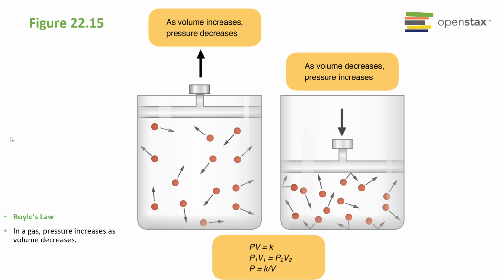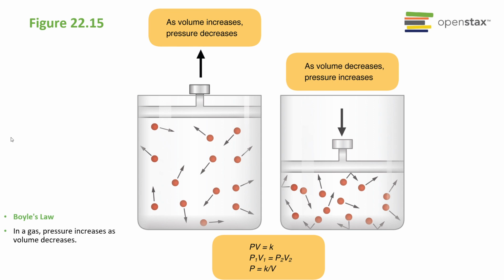Next, moving on to Boyle's law. So this is that primary principle of ventilation, talking about that inverse relationship between pressure and volume. So anytime you have a gas, the pressure will increase as the volume decreases.